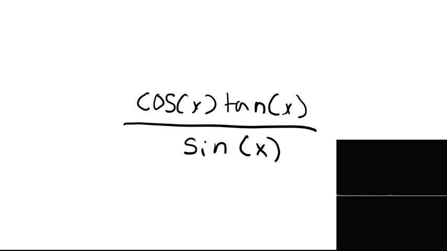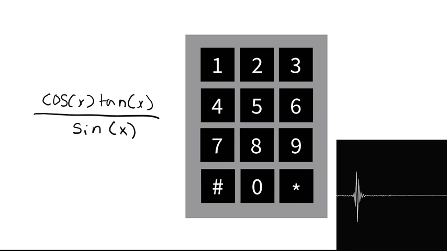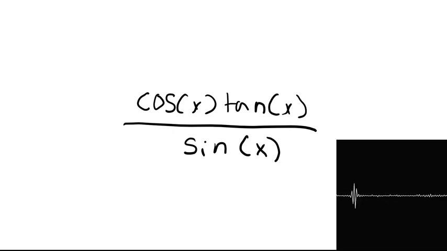But before we continue listening to his plight, let's learn something that can help us help him. The code to get into his house is cos x times tan x over sine x. Unfortunately, the keypad for his house only has numbers on it. Obviously, what other kind of keypad could he use? So, it's clear that we have to simplify this equation somehow. But how?